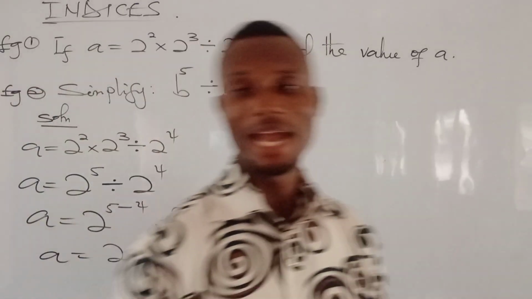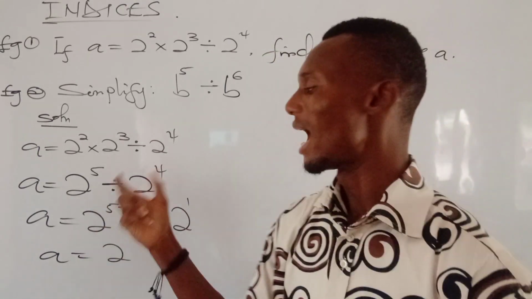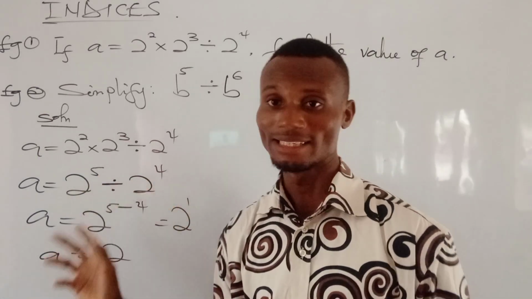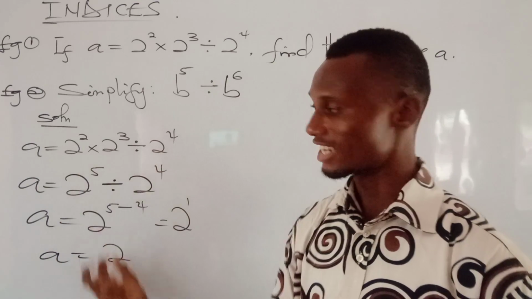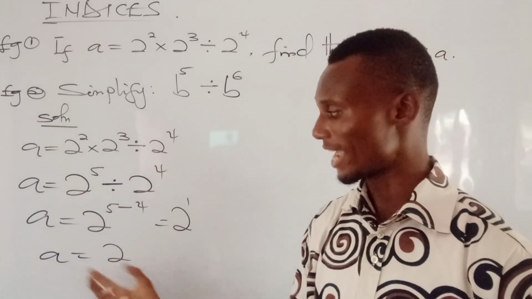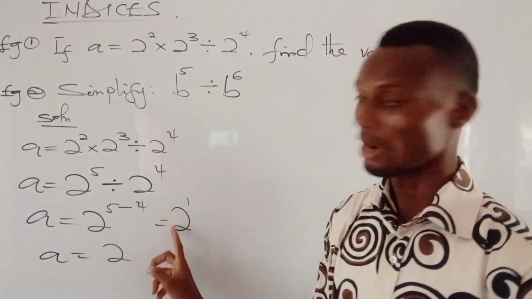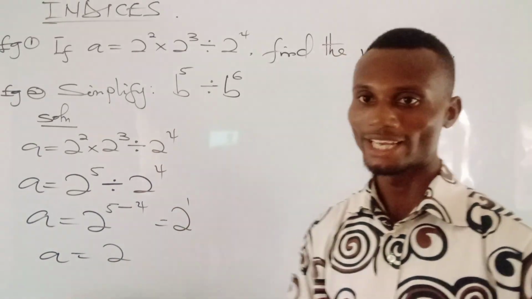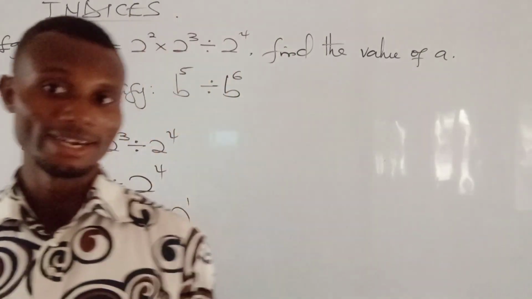Hope the understanding is clear enough. All that we did is to apply the indices law, which says that if the bases are the same and they are dividing, we subtract powers. So I'll just pick one of the bases and subtract the powers. That's exactly what we did here. So it's 2 to the power 5 minus 4, that gives 2 to the power 1, and 2 to the power 1 is the same as 2, so our a equals 2. That's the final answer. Hope you understand it.